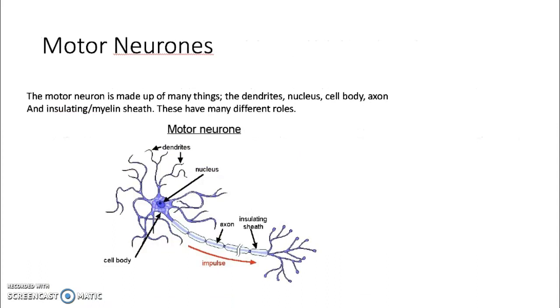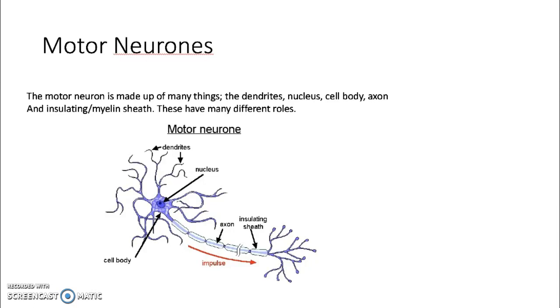Motor neurons. Motor neurons are made up of many things: the dendrites, nucleus, cell body, axon, and insulating myelin sheath. The dendrites collect electrical signals, whereas the cell body integrates incoming signals and generates outgoing signals to the axon. The axon then passes electrical signals to the dendrites of another cell or to an effector cell.